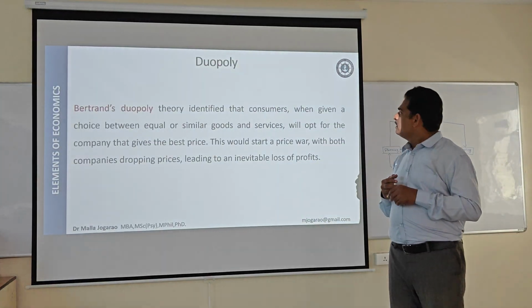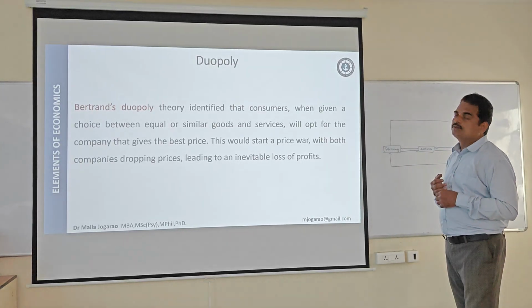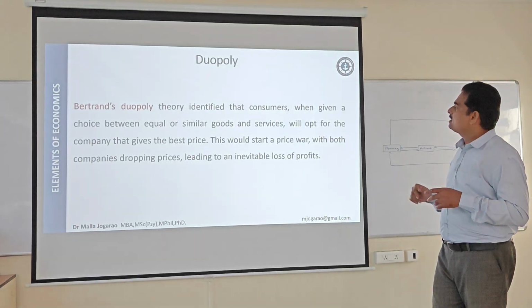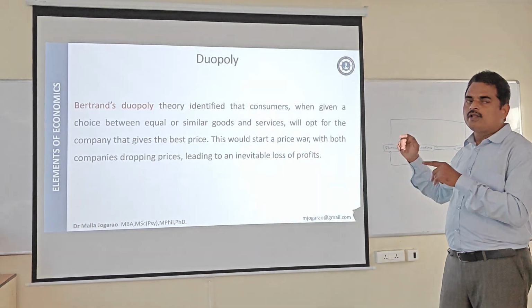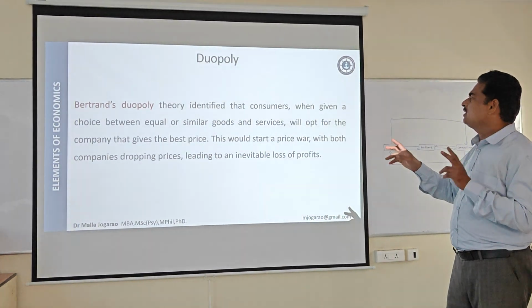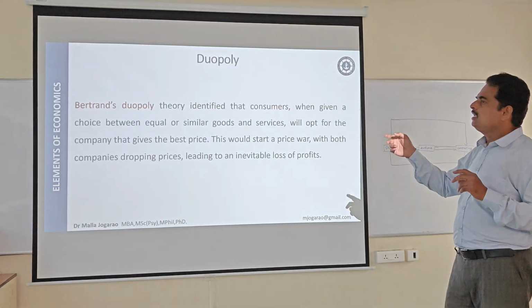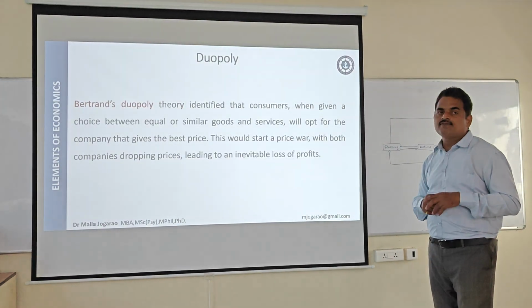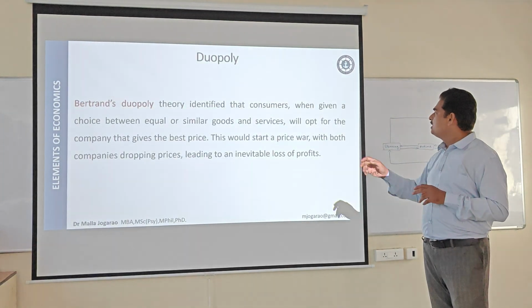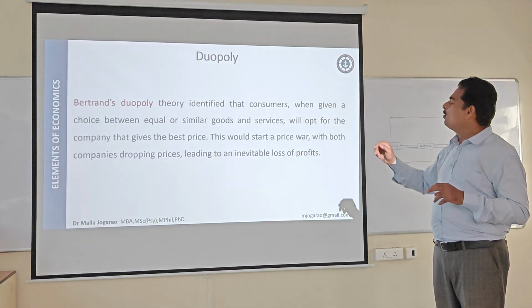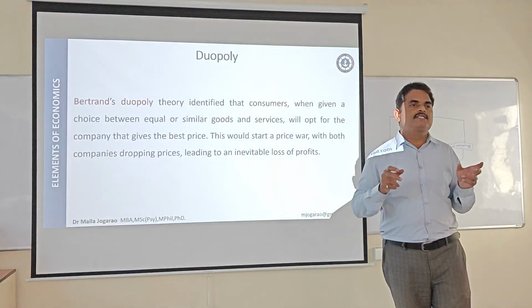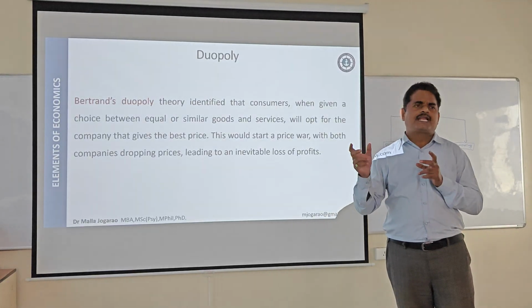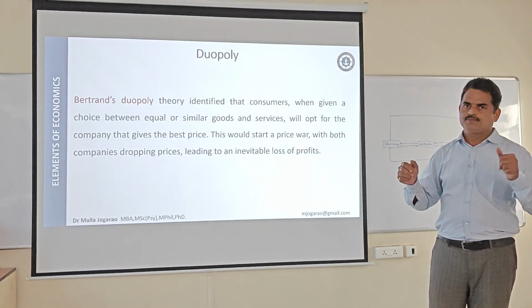Next, in this duopoly model, we assume the customers' choice is equal or similar. The earlier model only gave an equal share of the market. Here the customers can opt for equal or similar goods or services. There is one choice. And this model starts a price war between both companies. They keep on dropping their prices based on their rival's activities between the two.